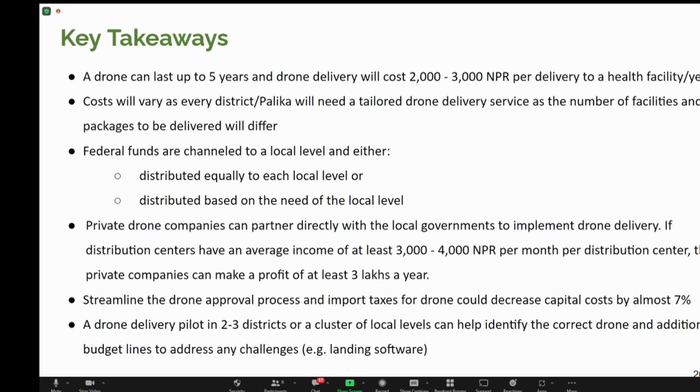And then finally, implementing a pilot in 2 to 3 districts or in a cluster of local levels can help identify the correct drone that needs to be used so we can better tweak this cost model if needed. It will also help us understand what are the areas that may need additional software or additional costs for the drone to actually deliver the medicine safely. So understanding some local level challenges and having a set of cost models so that we know how much it may cost in various districts will be very helpful as well.